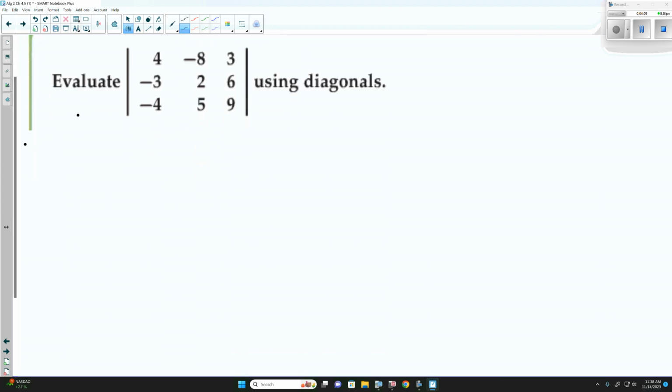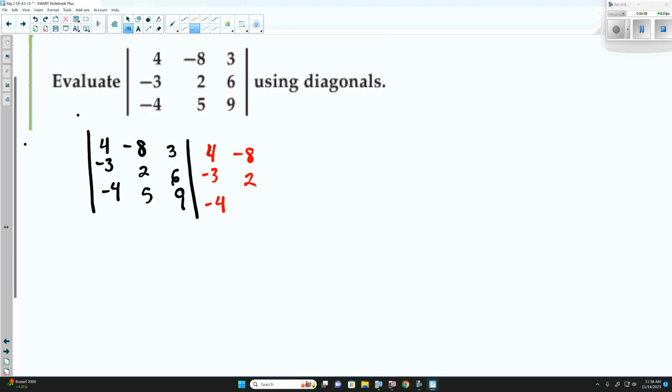What we want to do first is rewrite this here. Part of the reason we're rewriting it is we don't necessarily have room on the right side of this determinant, so we need to rewrite it so that we do. Because the first step is to rewrite the first two columns. So we'd have our 4, negative 3, negative 4, then negative 8, 2, 5.